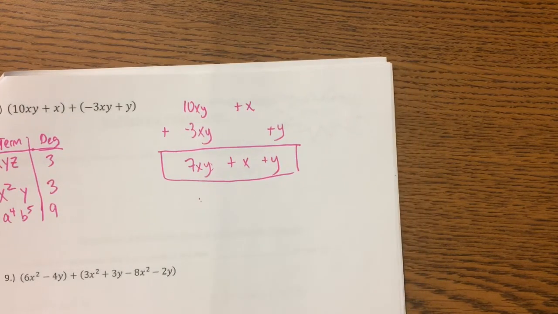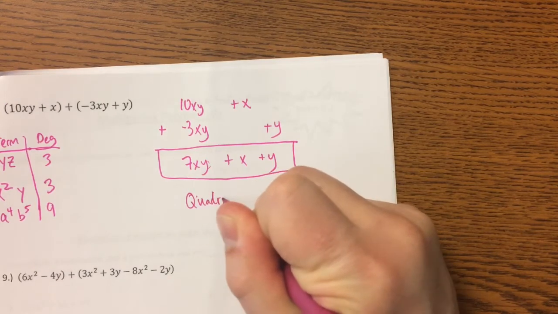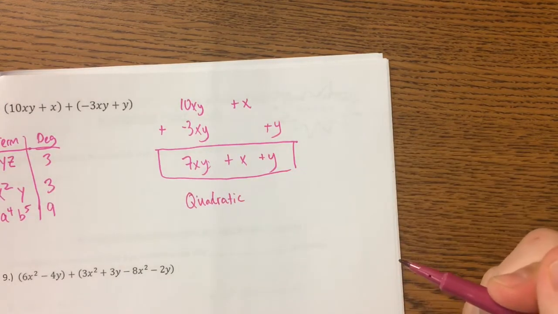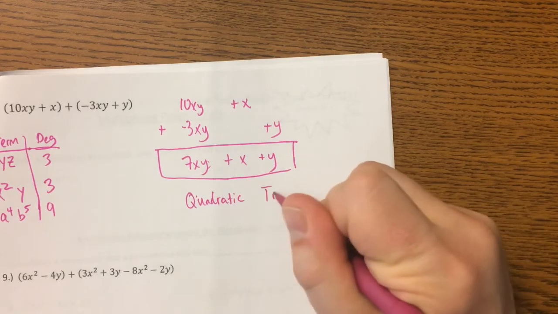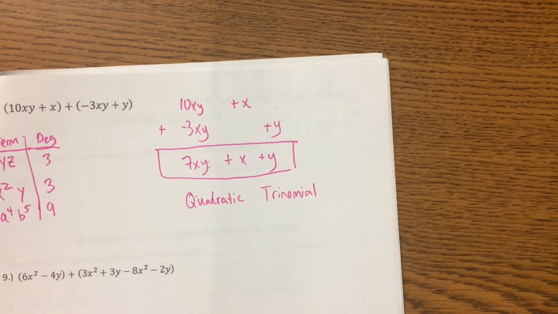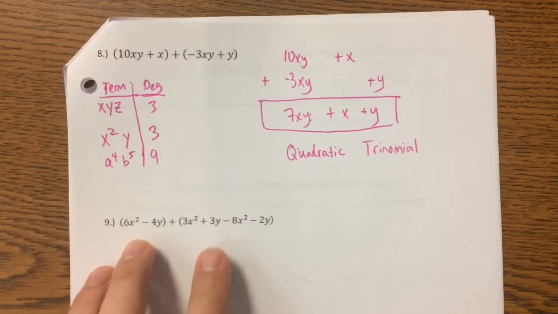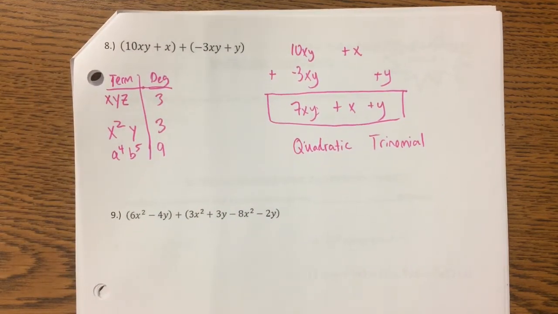Since it's a second degree polynomial, we say it's quadratic. And then how many terms are there? 3. So it's a quadratic trinomial. Now you don't necessarily have to stack them up. I just think that makes it easier. If you can just look and add up the terms as you see them, that's fine.